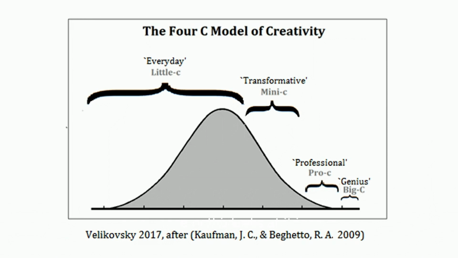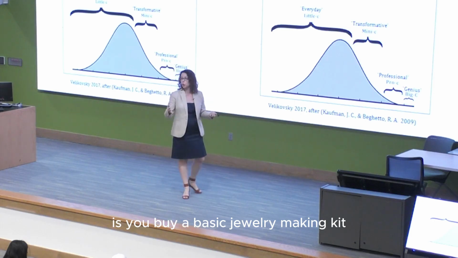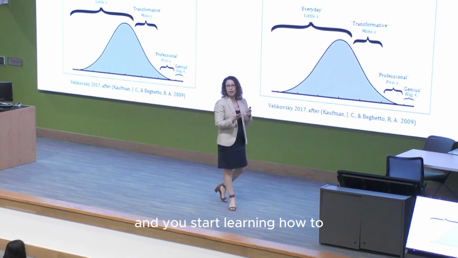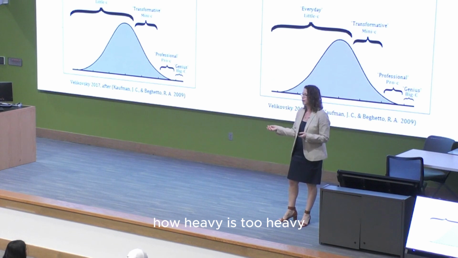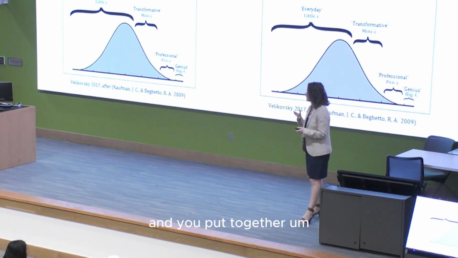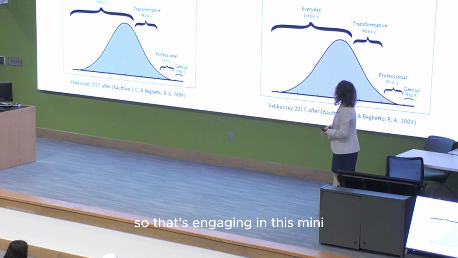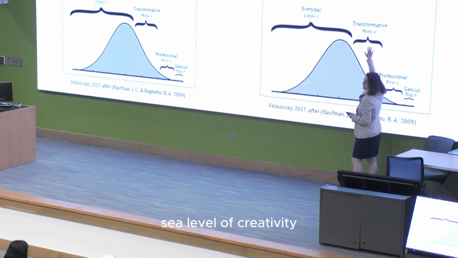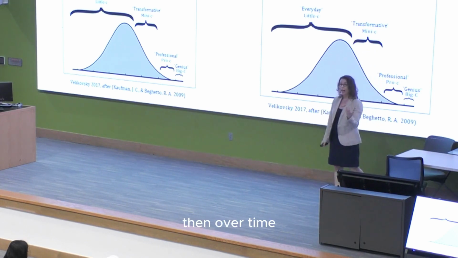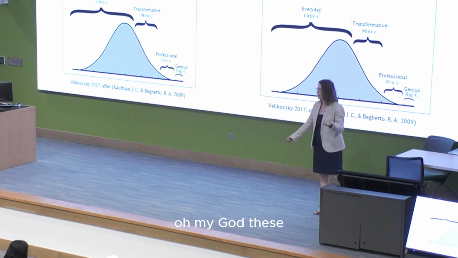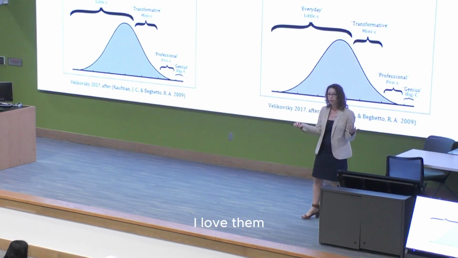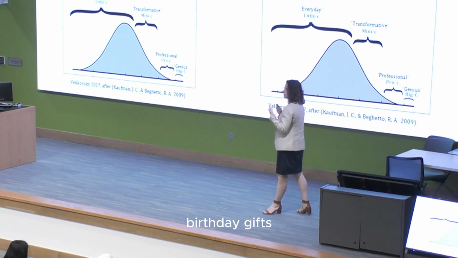So another way you can think about it is, let's imagine that you decide you want to learn how to make earrings. So what you do is you buy a basic jewelry making kit and you start learning how to put together different materials, different color combinations, how heavy is too heavy, how light is too light, and you put together some jewelry for yourself. So that's engaging in this mini C level of creativity. Then, over time, you start to give these earrings away to your friends. And your friends are like, oh my God, these are so cute. Thank you so much. I love them. You're giving them away for birthday gifts or what have you.